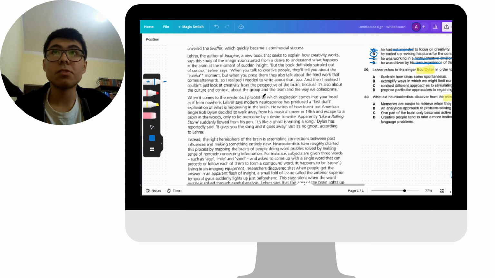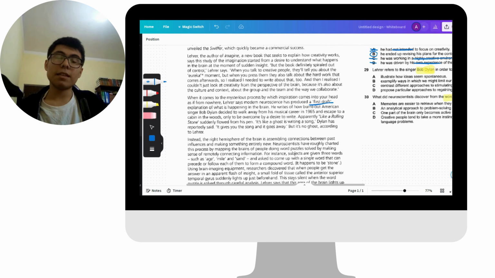When it comes to the mysterious process by which inspiration comes into your head as if from nowhere, Lehrer says modern neuroscience has produced a first draft explanation of what is happening in the brain. For example, when some sort of encouragement or inspiration comes to your head, neuroscientists have produced an explanation of what happens when inspiration suddenly comes up to your mind.